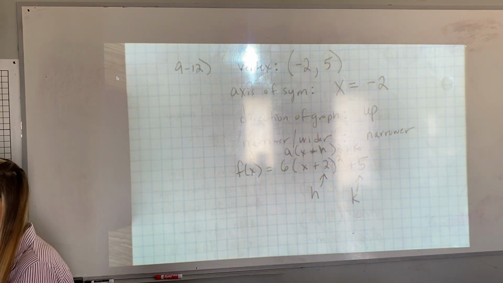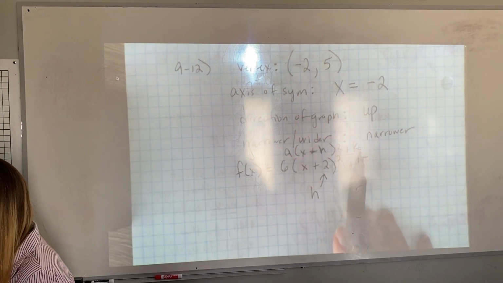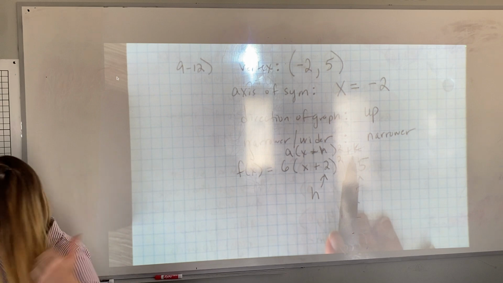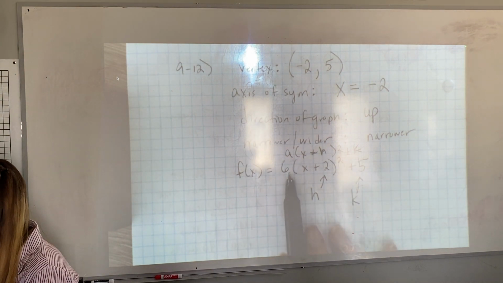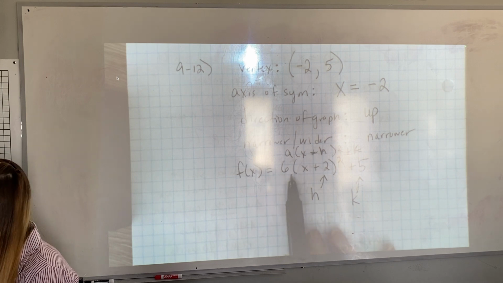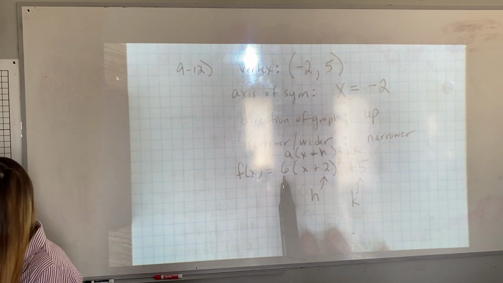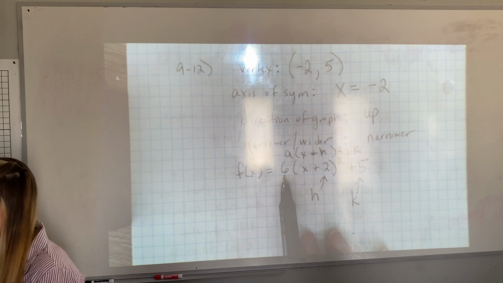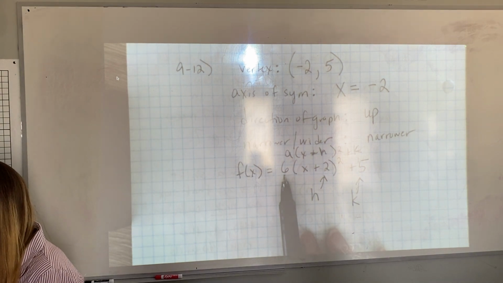When you have the entire form, which you'll have in your notes and is also up there on the wall, your A value is the first number that you see. It's the number right outside of the parentheses. If the absolute value of that number is greater than 1, it's narrower, skinnier. If it's between 0 and 1, a decimal number, it is wider.